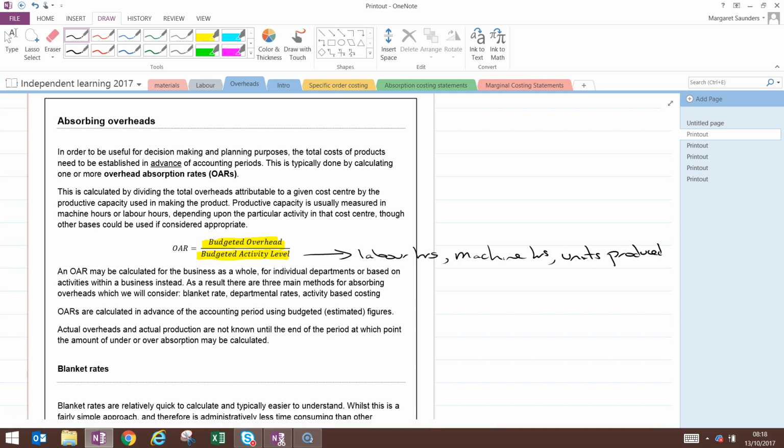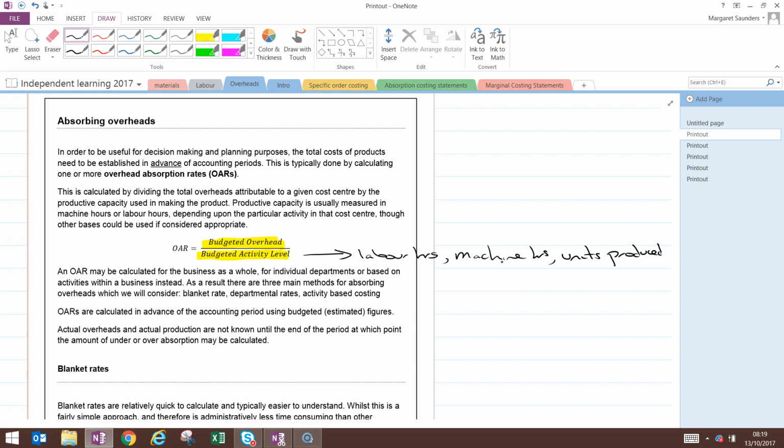But we could use the cost of material. We could use number of miles travelled. It really depends upon what situation we're looking at. But the most common ones are labour hours or machine hours. So the overhead absorption rate, always calculated using budgeted overheads divided by budgeted activity level. And then you decide upon what your activity level is going to be, depending upon the information provided in a question.